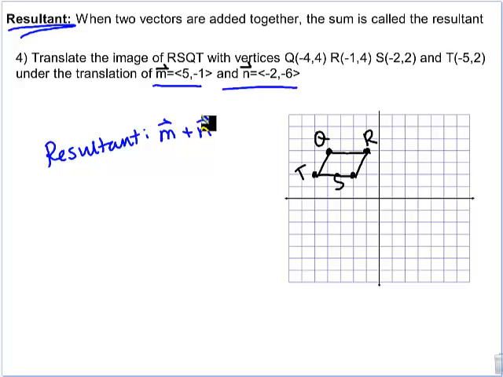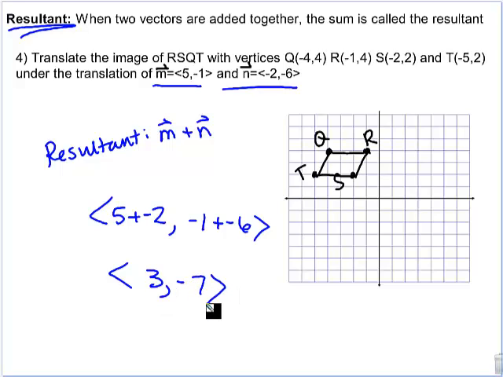So 5 plus -2 and -1 plus -6. So this would be 3 and -7. So now instead we could find the resultant vector and move it this way. Instead of doing it in 2 separate steps, we could do it in 1. So what are we going to do with the 3? Yep, 3 to the right, and then the 7 down.